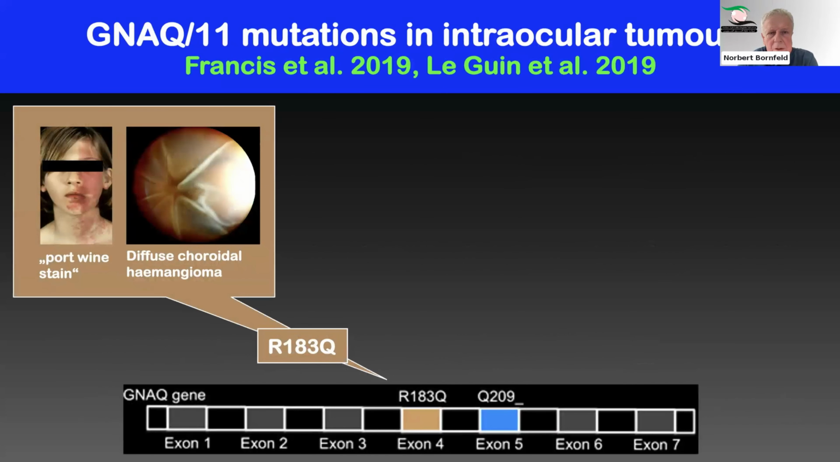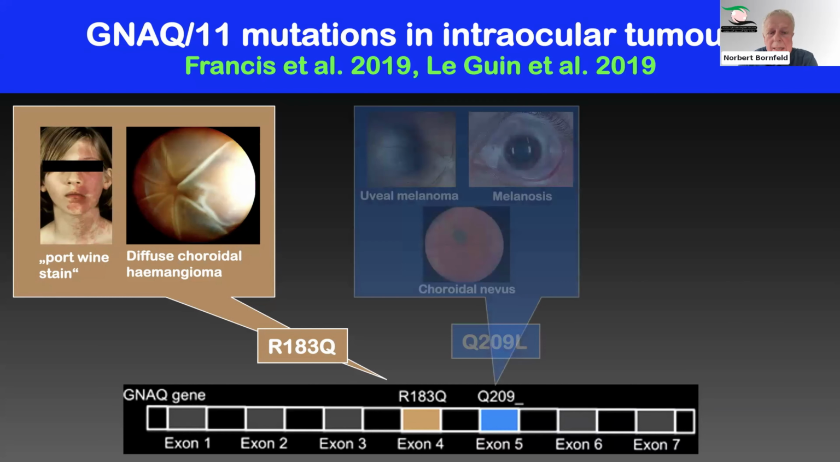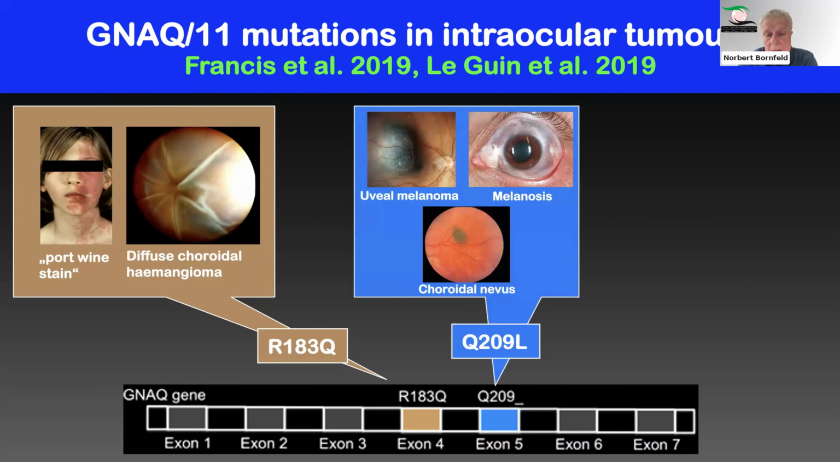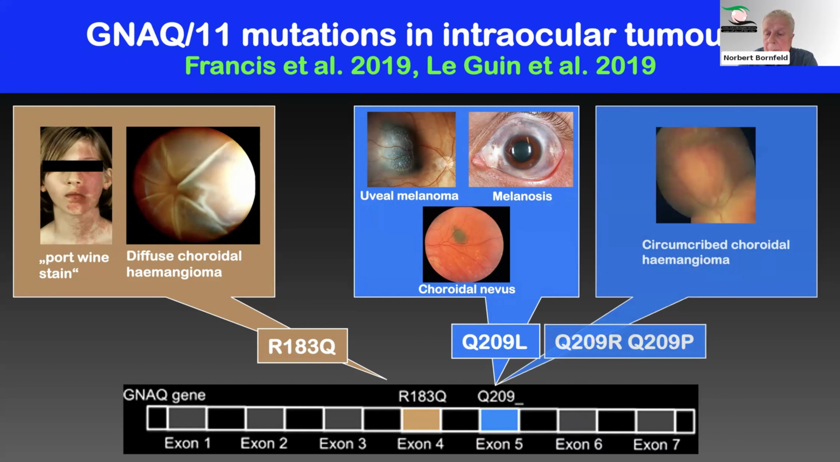It's very interesting, and we do not have time to go into details, but that gene is interesting because it shows some of the differences in different mutations which will occur in diffuse choroidal hemangiomas. That makes a specific mutation on exon 4. In uveal melanoma, melanosis, and choroidal nevus, there's a specific mutation in exon 5 and in locus 209. And in circumscribed choroidal hemangiomas, interestingly, there's another mutation in the same locus in exon 5.